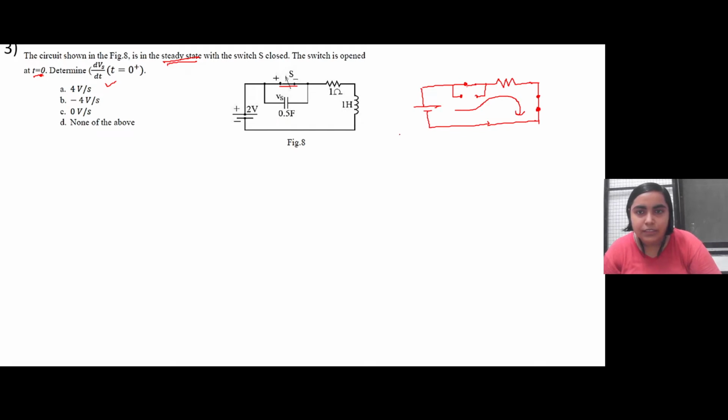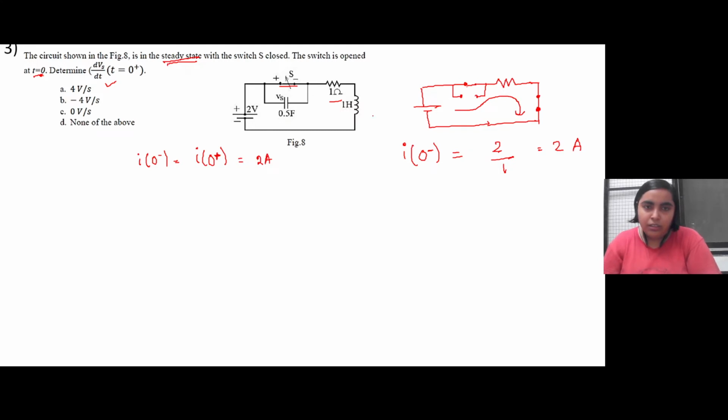will be, let us say, I of 0 minus, just before switching. So it is V by R. R here is 1 ohm. So it is 2 ampere. So this I of 0 minus will be I of 0 plus, because the inductor will oppose any change in current. So this will be 2 ampere only, right?